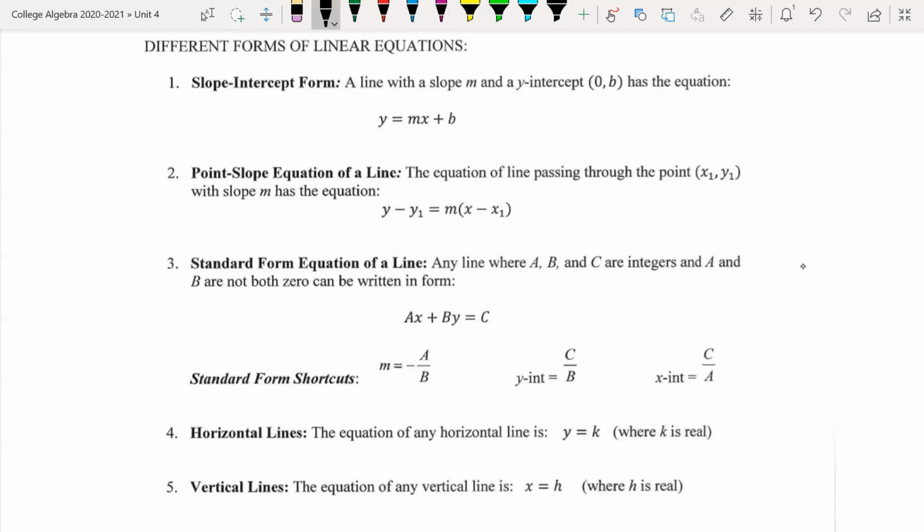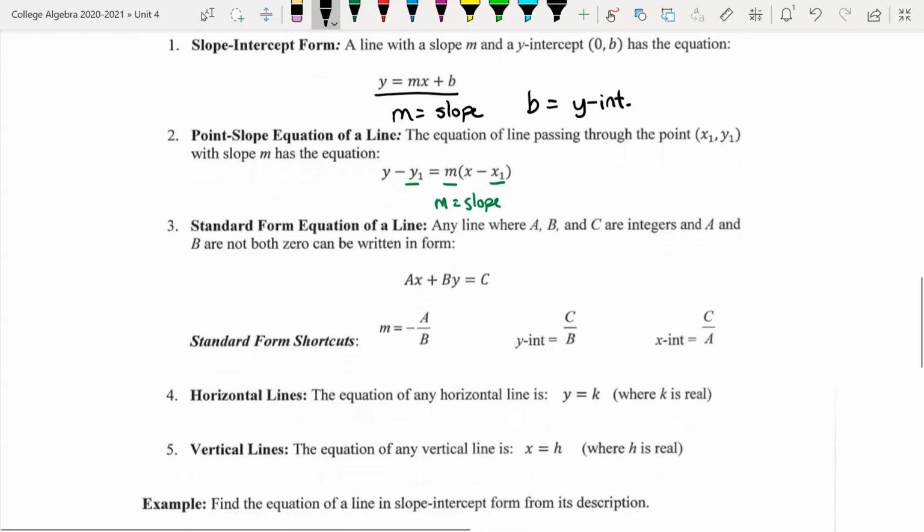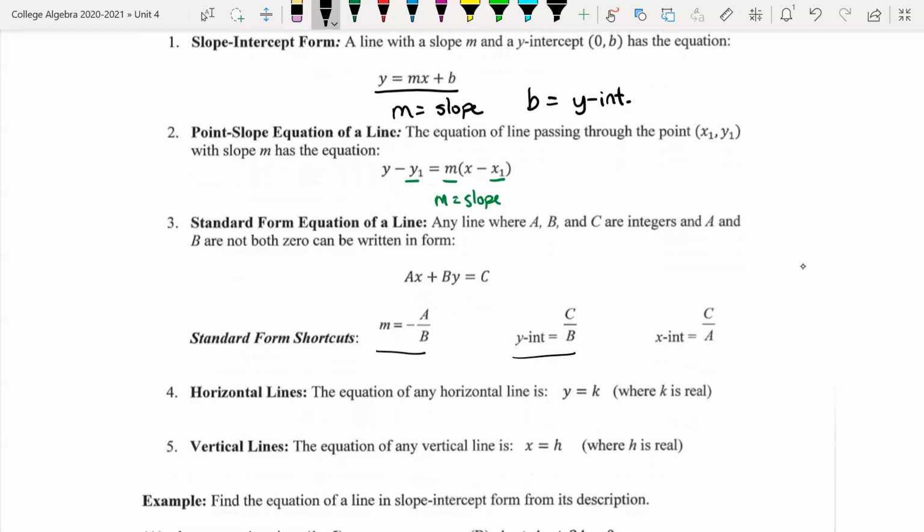Slope-intercept form looks like this: y equals mx plus b, where m is the slope and b is the y-intercept. Point-slope form, these right here are the coordinates of the point, and m is still your slope. And then in standard form, ax plus by equals c. I give you some shortcuts for your slope, your y-intercept, and your x-intercept.